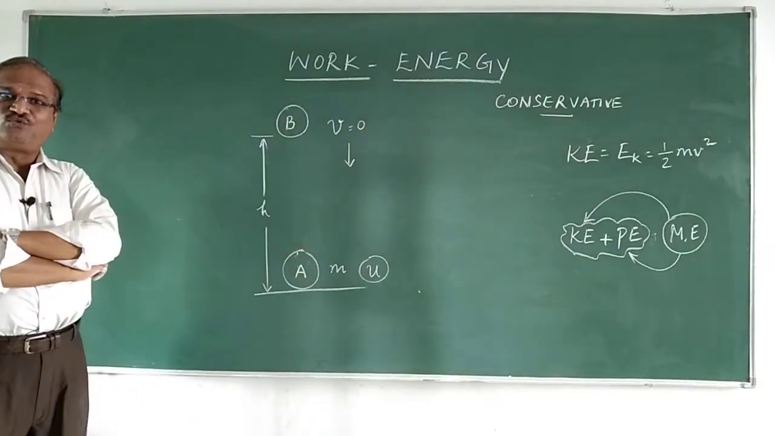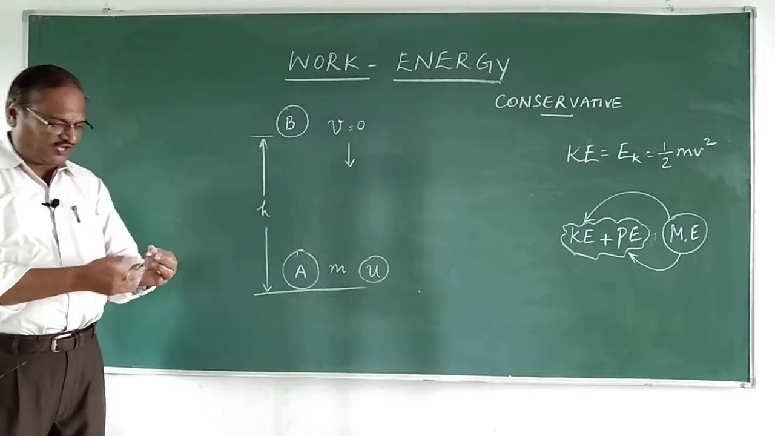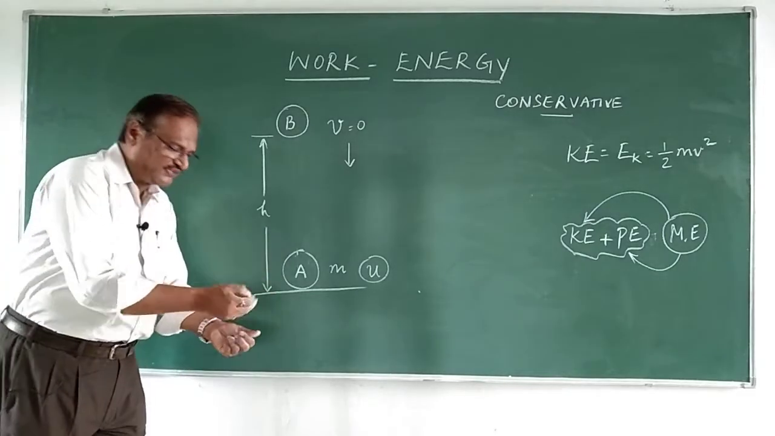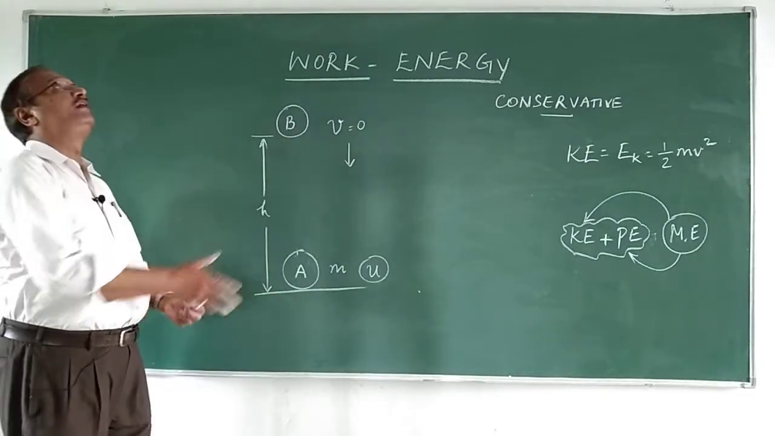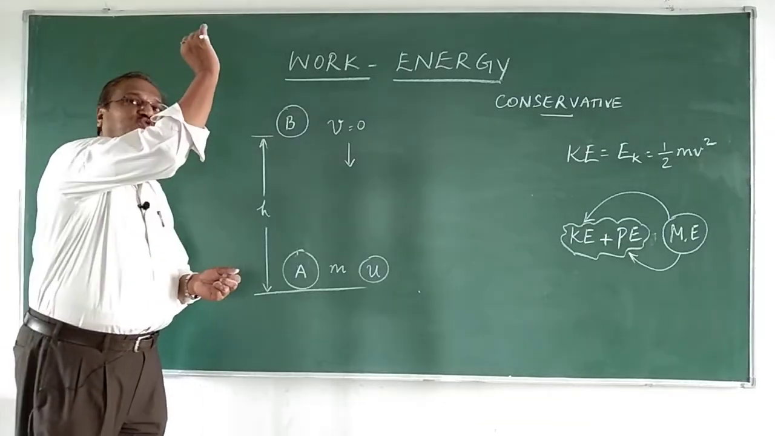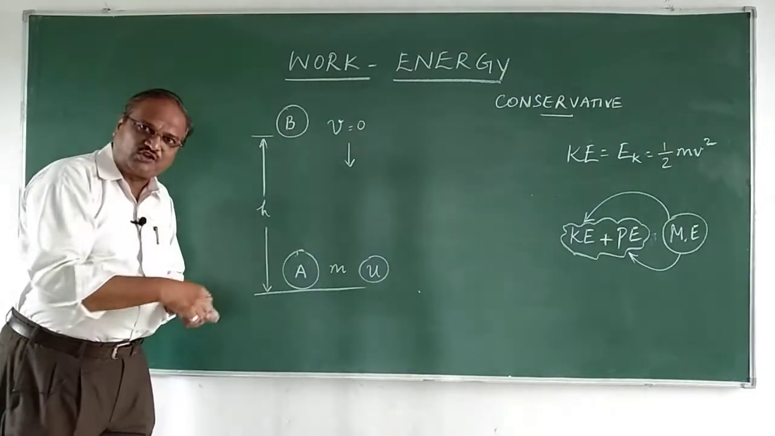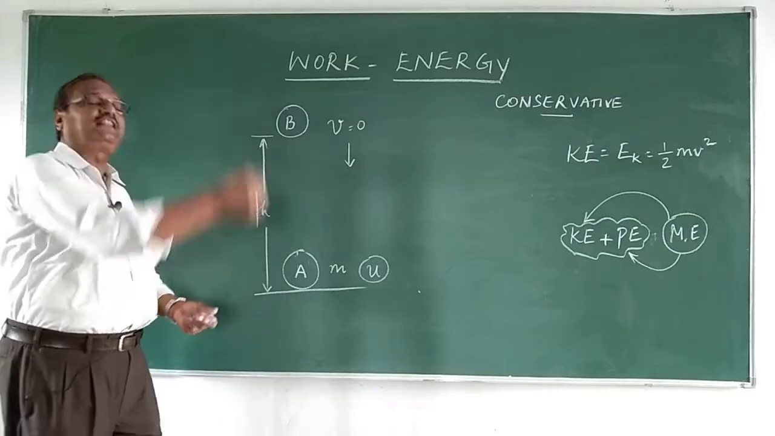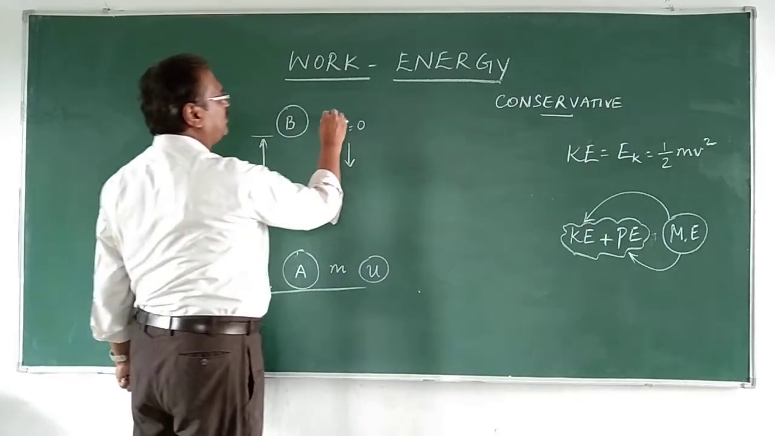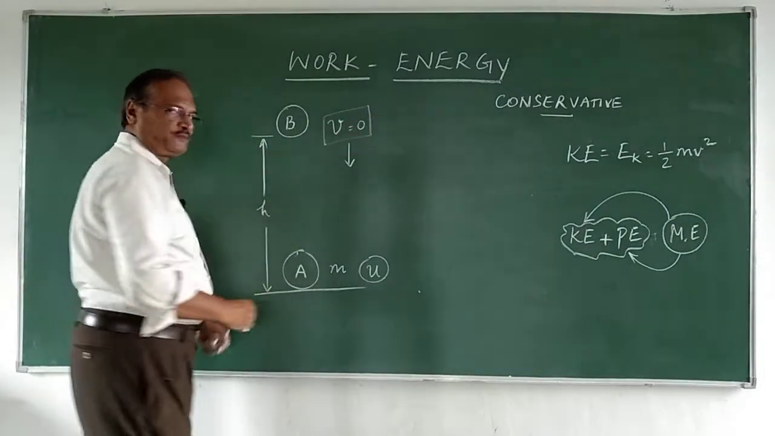The body will fall down like this, because you see carefully, the body is here and I throw the body up, and momentarily the body comes to rest and then it falls down. So what will be the velocity at the highest point? The velocity will be 0.